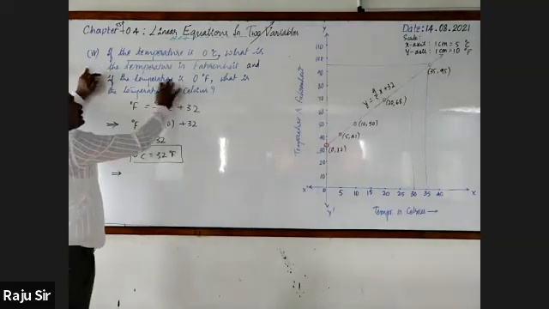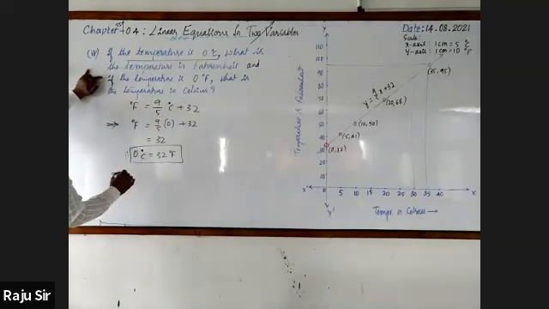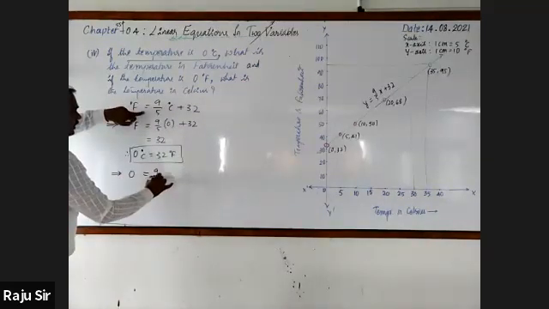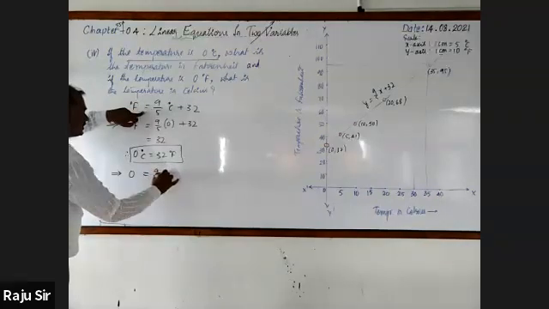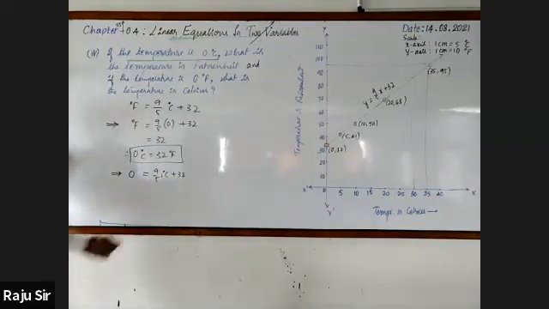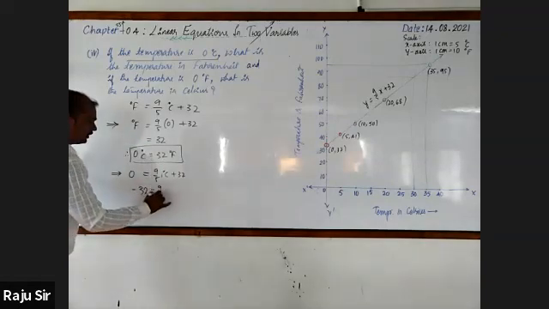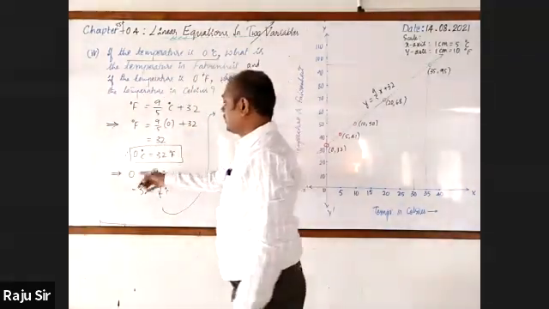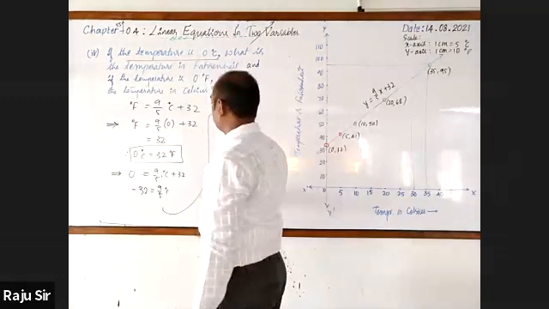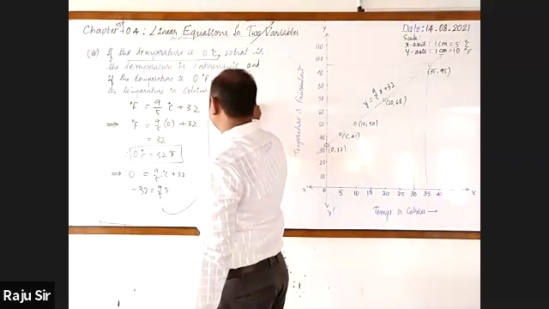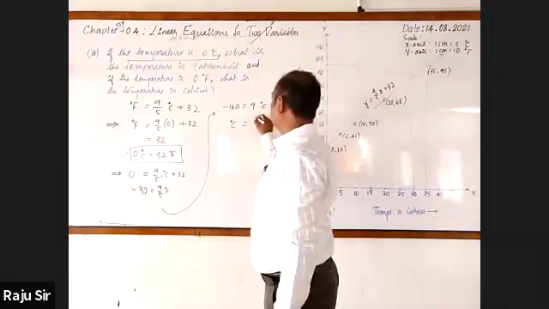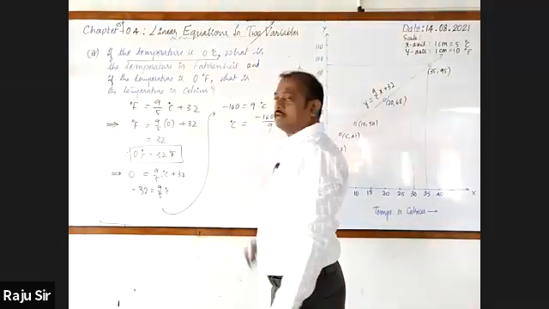Check. If the temperature is 0 degree Fahrenheit, 0 equals 9/5 degrees Celsius plus 32. Transfer, minus 32 is equal to 9/5 degrees Celsius. Here I'll continue. Cross multiply, 32 fives are 160, minus 160 equal to 9 degrees Celsius. Degree Celsius equal to minus 160 by 9.